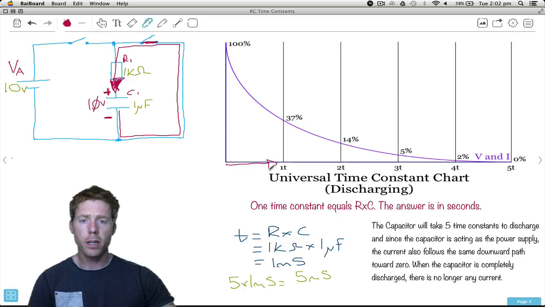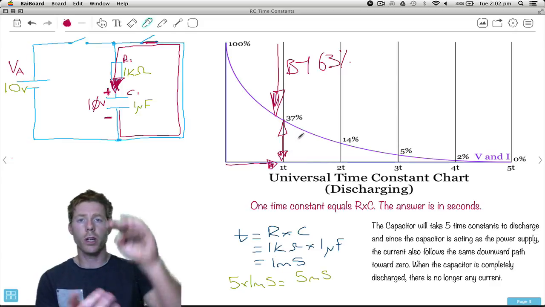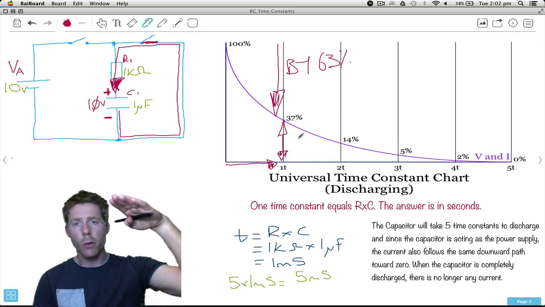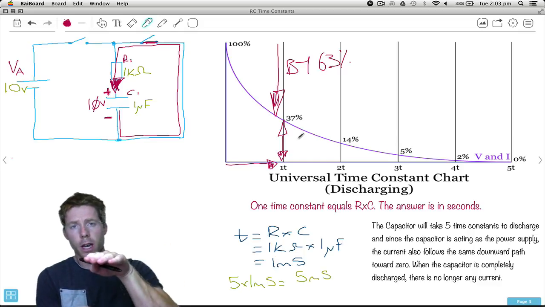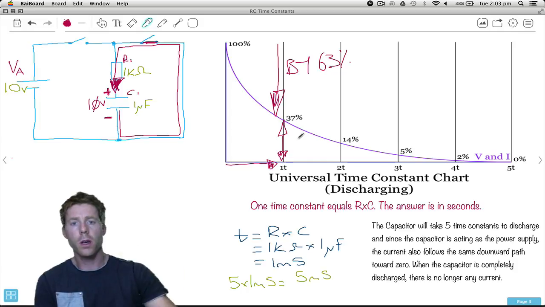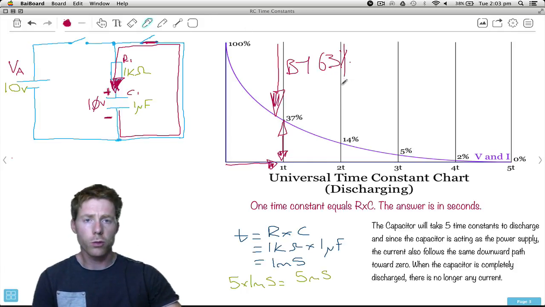After 1 millisecond, we will have dropped down by 63%, which means we'll now be down to 37% of the total. So we're going to be up here at 10 volts, and we're going to go all the way down by 63%, which means now we're sitting at 37% of the total. And then we're going to drop down after the next 1 millisecond. We're going to drop down by 80.